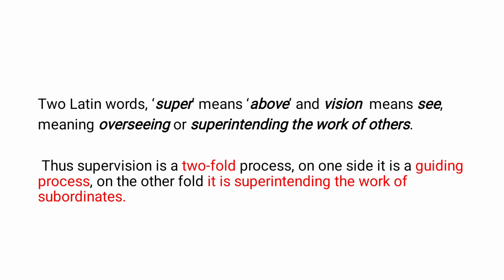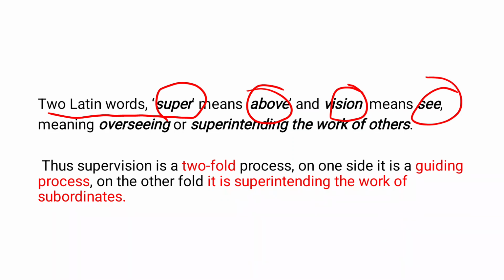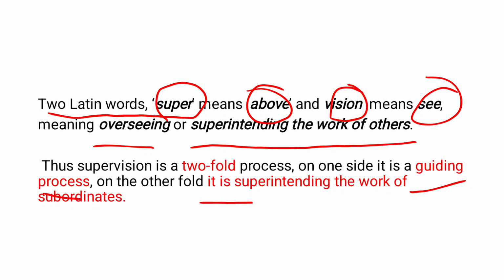So supervision is derived from two Latin words: super means above and vision means seeing. That means overseeing or superintending the work of others. Thus, supervision is a two-fold process. On one side we call it a guiding process, and on the other fold we call it superintending the work of others. Hope you understood.